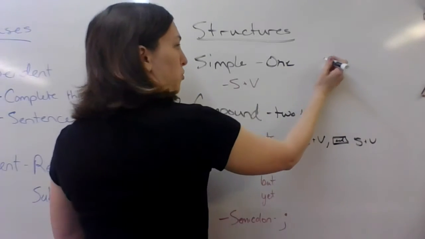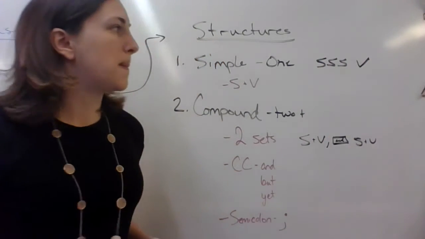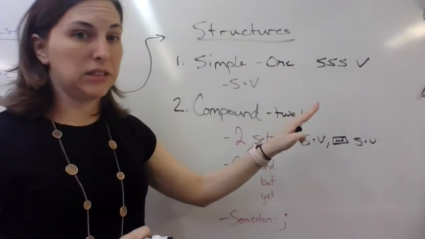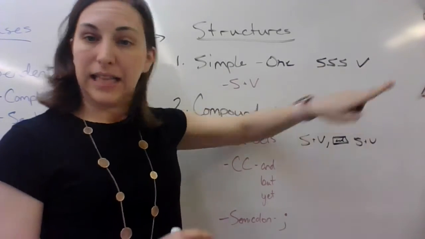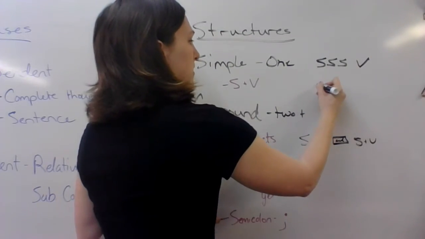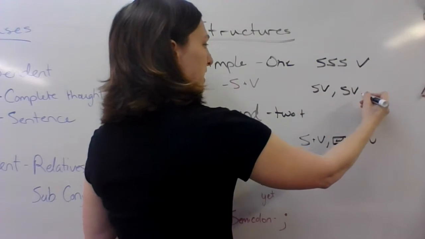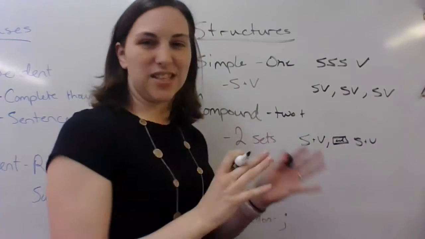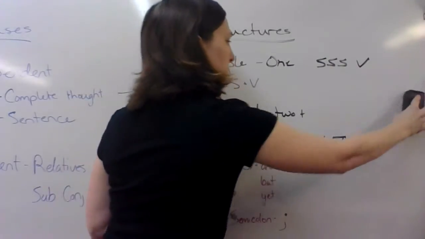Now you can have multiple subjects. You can have subject, subject, subject, but only one verb. That's not a compound sentence. That's a compound subject, but not a compound sentence. You say, Sam, Julie, and Alex play ball. Okay, that's just one thought. There's one thing that's happening. But if I said, Sam is reading a book, Julie is cooking dinner, and John is playing outside, that's 3 separate thoughts. Sorry, that was just off the top of my head completely. Okay, that would be compound.